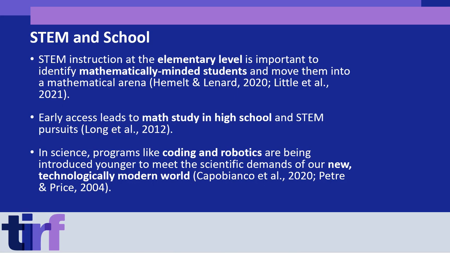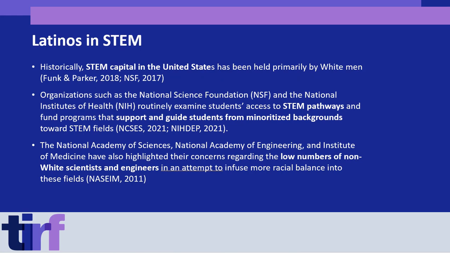In science programs, so moving from math to science, programs like coding and robotics, these clubs are starting earlier and earlier, because we're trying to meet a scientific demand that's new here in the United States. But what do we know about STEM? Well, historically STEM capital has been the property or been owned by white men, and that's pretty well documented. And so these agencies here in the United States are trying to counter some of these things, including the National Science Foundation and the National Institutes of Health, who examined STEM pathways and tried to figure out ways to support and guide students from minoritized backgrounds, and also the National Academy of Science, National Academy of Engineering, and Institutes of Medicine have highlighted concerns related to the low numbers of non-white scientists and engineers in STEM.